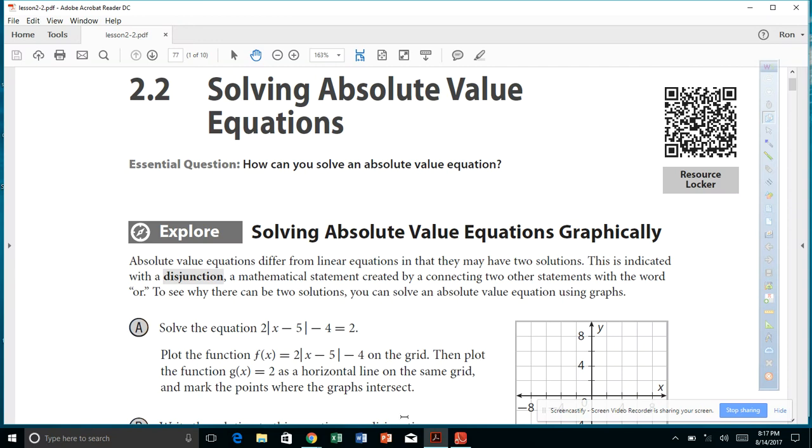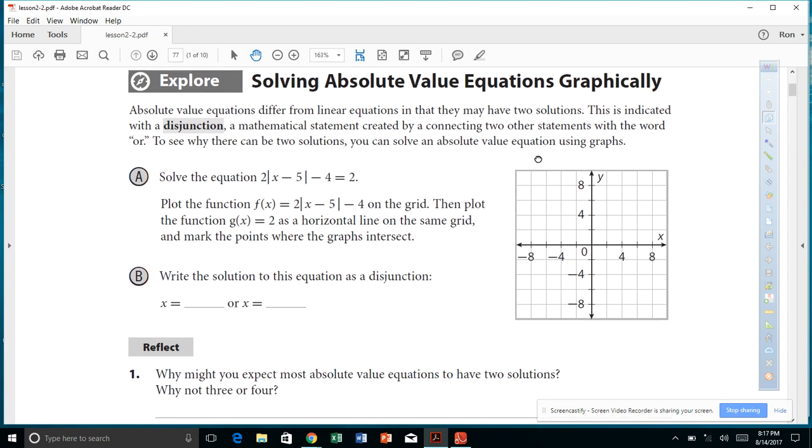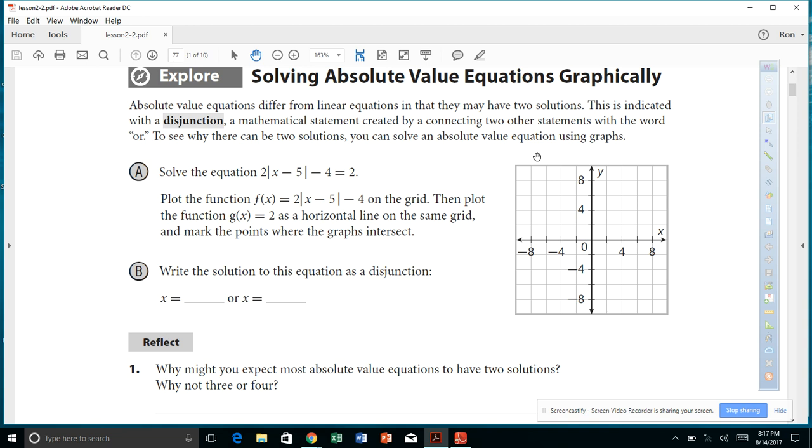Lesson 2.2, Solving Absolute Value Equations. Essential question: how can you solve an absolute value equation? Explore: solving absolute value equations graphically. So I'm saying there's going to be graphically and algebraically. There's a couple different ways to solve exponential or absolute value equations.